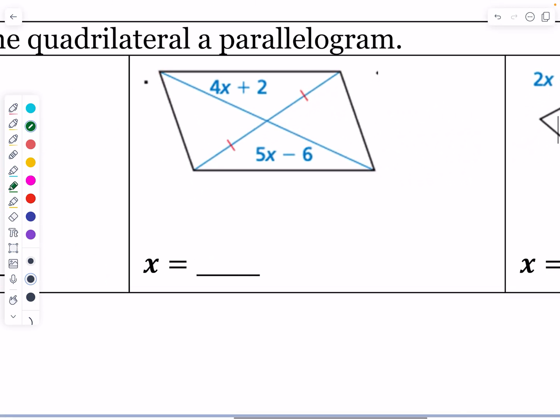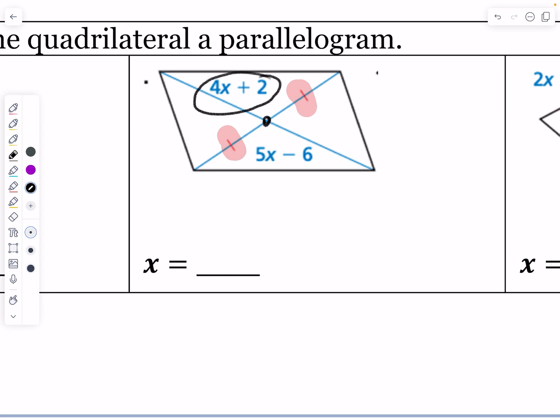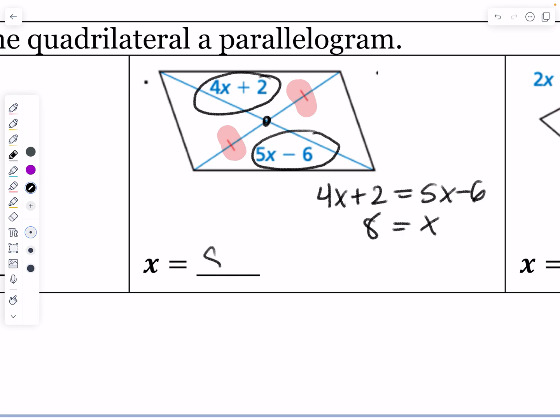So what would make this quadrilateral a parallelogram? We've got our congruence marks on the diagonals so far for one set, but this 4x plus 2 would have to be equal to this segment 5x minus 6. So let's find that value. If 4x plus 2 is equal to 5x minus 6, then 1x is going to be equal to 8. If x is equal to 8, it's a parallelogram. If not, then the quadrilateral is not a parallelogram. Let's plug it in and check it. 4 times 8 plus 2 is going to be the same thing as 5 times 8 minus 6. Okay?